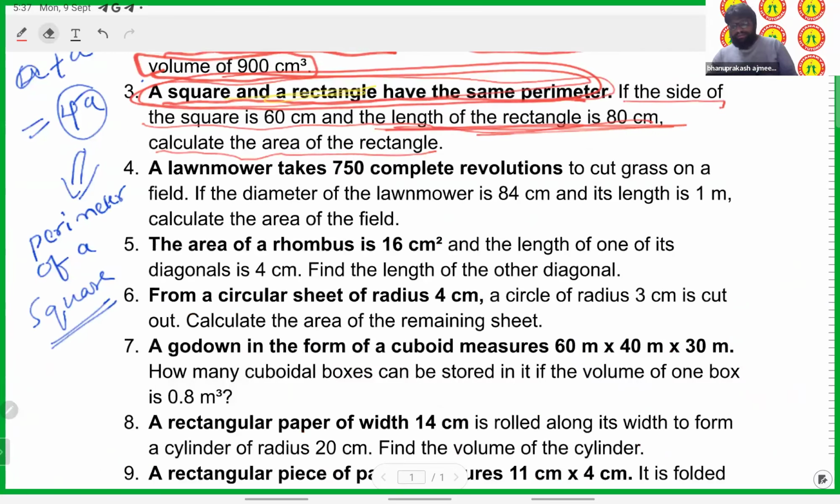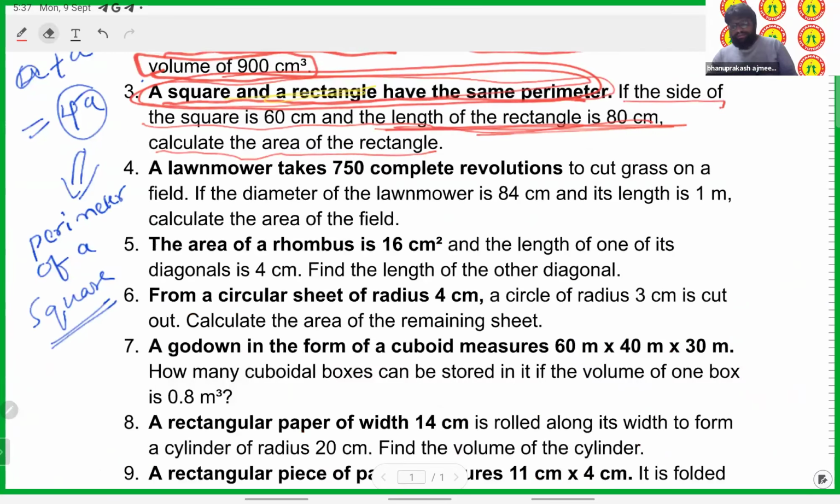Any doubt in this? No, sir. Next, I am finding out the area of the circle of radius 3 cm. So radius R2 of the second circle is 3 cm. Let us give a name for this area, area 2. So pi R2 square, so that would be 9 pi. Any confusion in this?